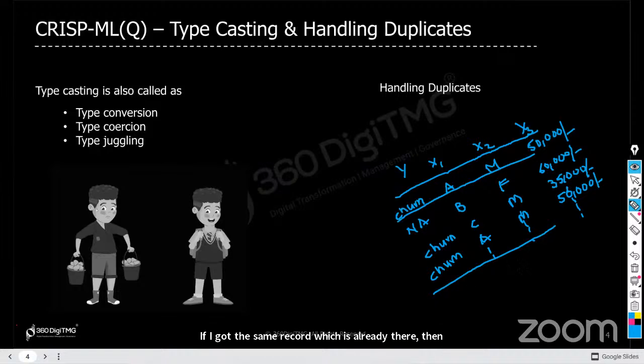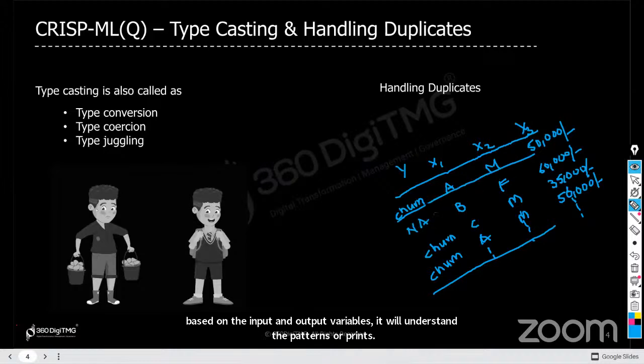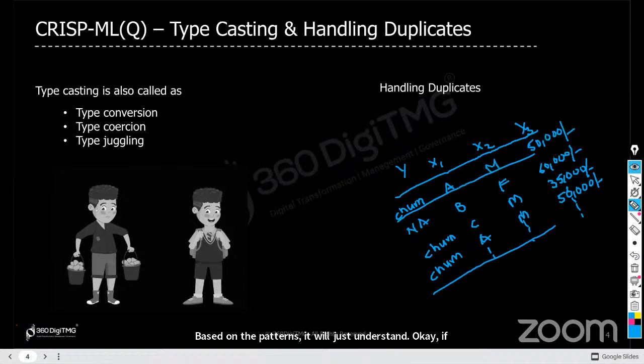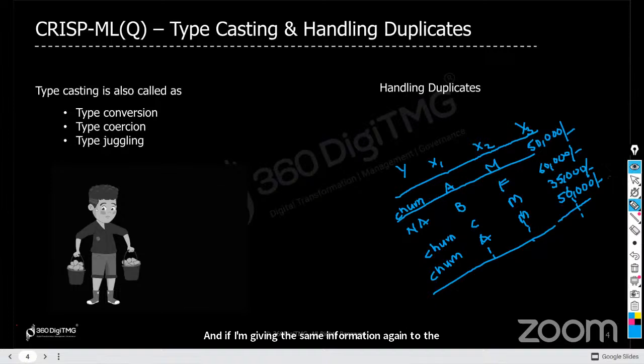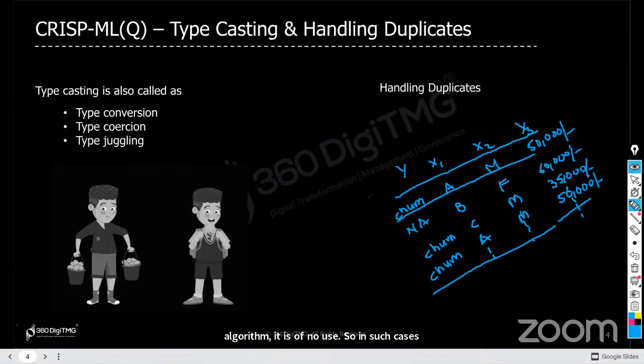So when we are passing this information to a machine learning algorithm, based on the records present, based on the input and output variables, it will understand the patterns or trends. Based on the patterns, it will understand, okay, if the person is male and if he is having the salary of 50,000, he may churn. And if I am giving the same information again to the algorithm, it is of no use. So in such cases, we can go for deleting the duplicates.